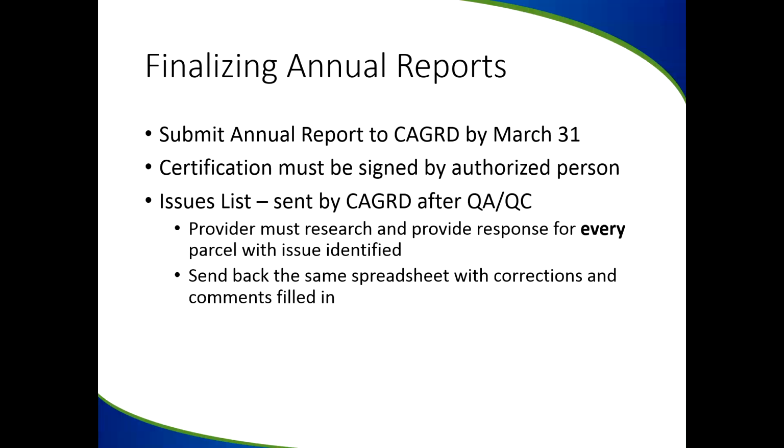So your annual report needs to be submitted no later than March 31st of the year. It needs to have the certification signed by the authorized person. It needs to be submitted with it. Once we receive it and go through and look for errors and anomalies, we're going to provide you with an issues list. You have to research and maybe send somebody out to look at the property or find out what the issue is with that delivery amount. You have to send it back on the same spreadsheet with the corrections and any comments or anything that you found out from your research.